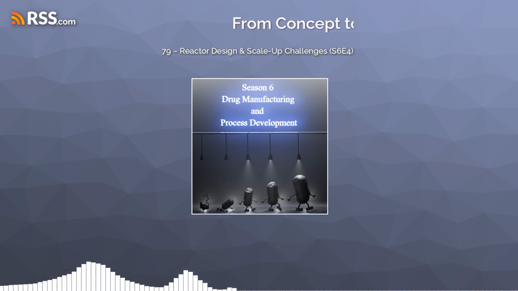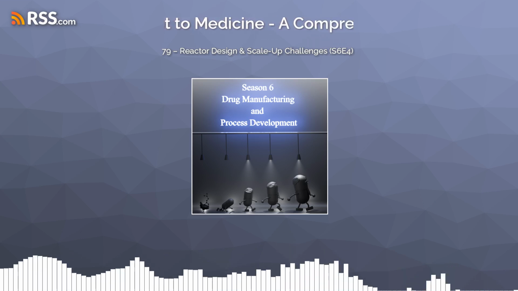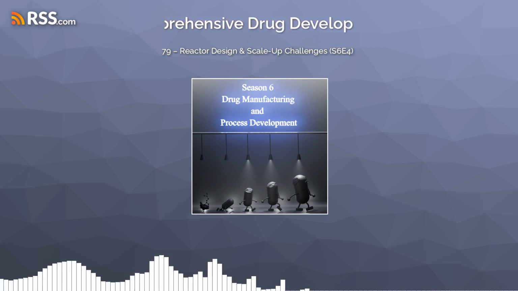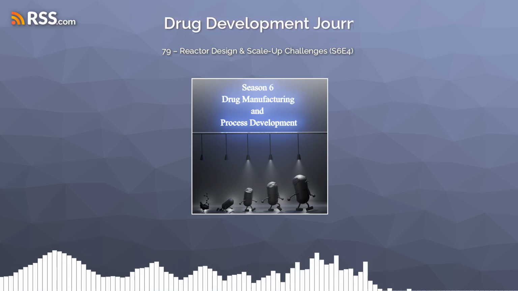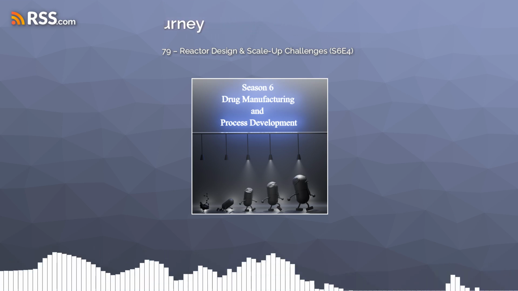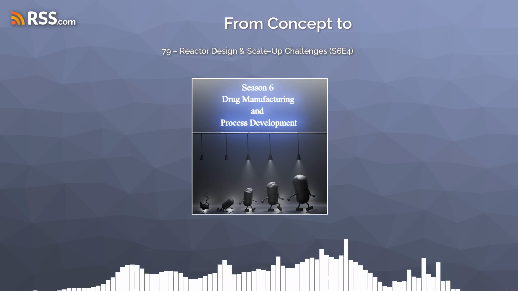Today we're going to be tackling a topic that I think a lot of chemists probably don't think about all that much, but it's a pretty big deal. It's just this idea of taking something that works really well in a small flask in the lab, and then trying to scale it up to actually make a useful amount of material. Yeah, the scale up problem.